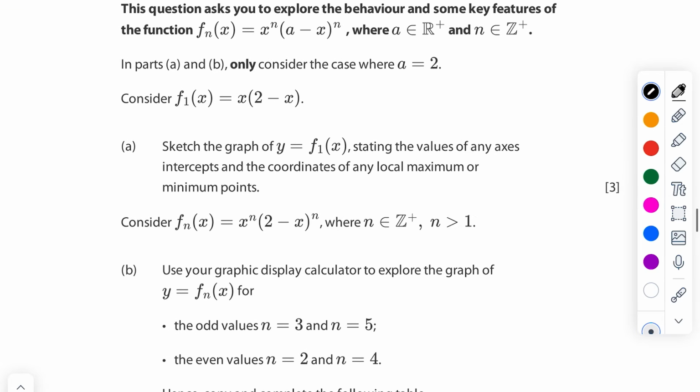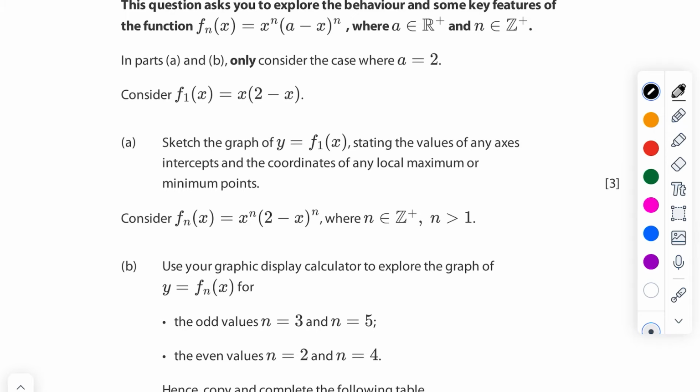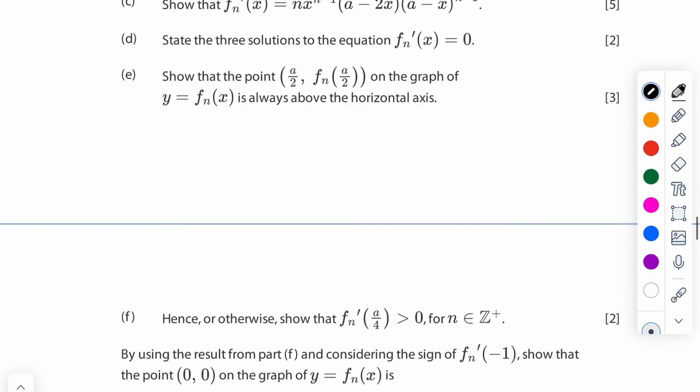Next, question number 9. This is a paper 3 question for 31 marks. This question asks you to explore the behavior of some key features of the function f_n(x), where a belongs to R plus and n belongs to Z plus. In parts a and b, consider only the case when a equals 2. Consider f_1(x) equals x times (2 minus x). Sketch the graph of this one.